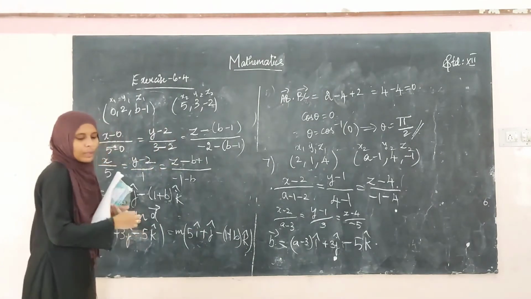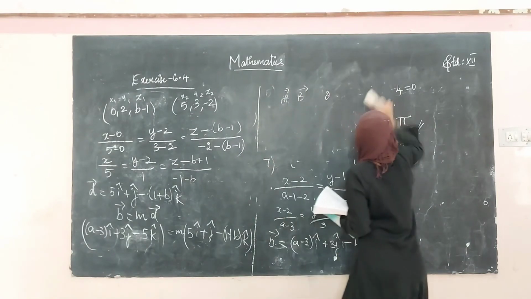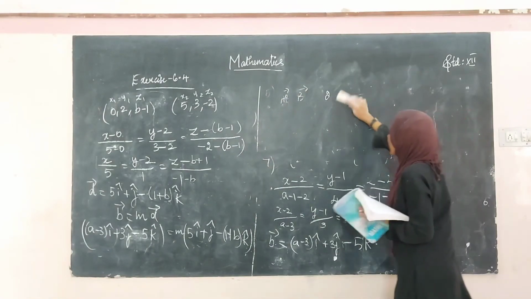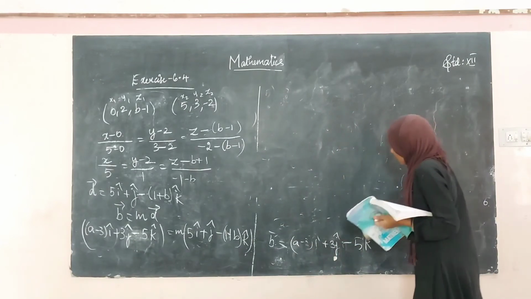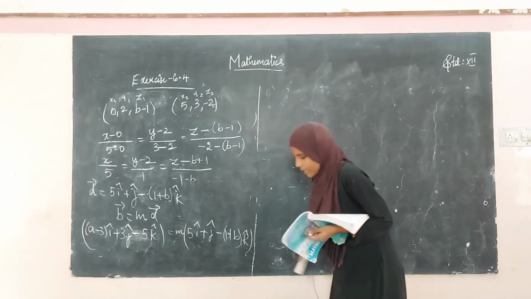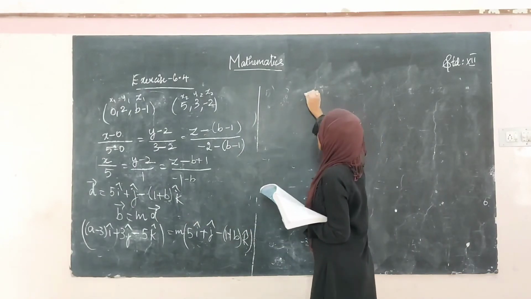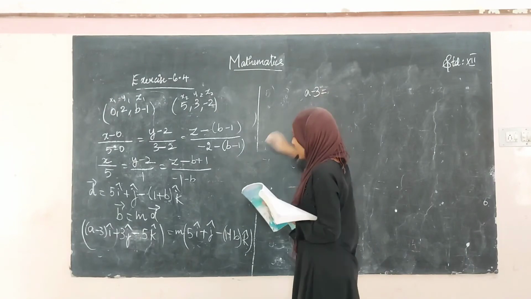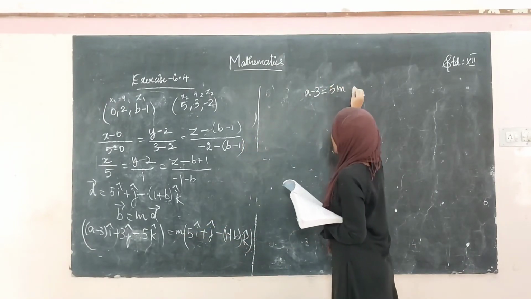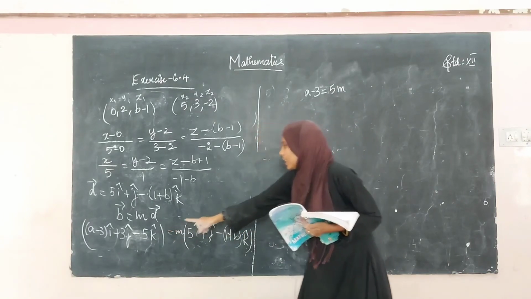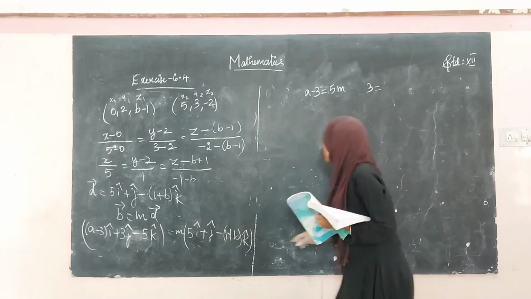Now what we have to do? Equate the coefficients of i, j, k on both sides. On the left hand side the coefficient of i is a minus 3. On the right hand side it will be m into 5, so 5m. Now what about the j? On the left hand side it is 3, equal to, on the right hand side it will be m.